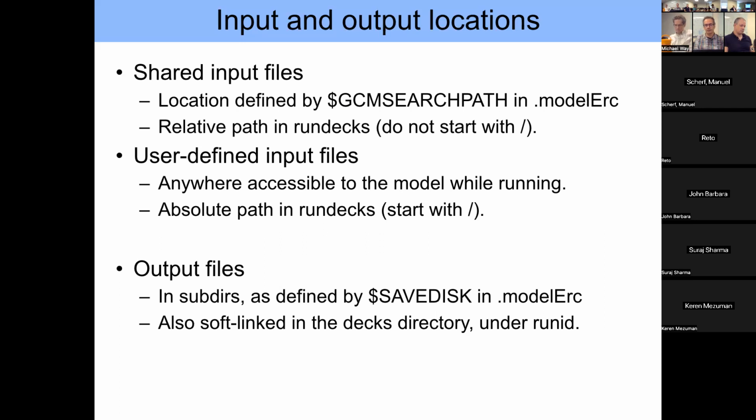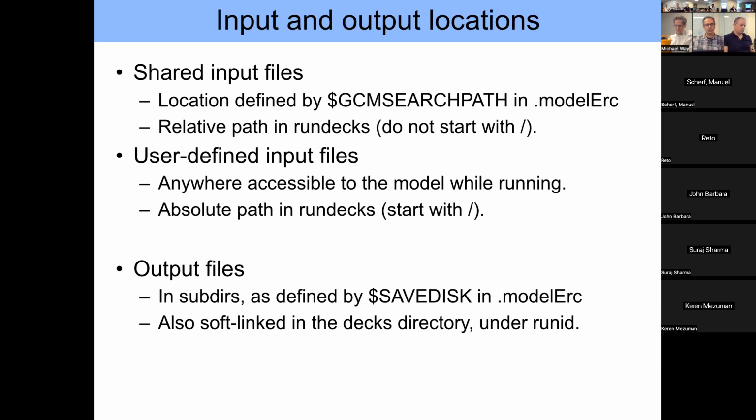If you want to override that, then you must define an absolute path in the Randex that starts with a slash. If you want a file in the GHG directory called ghg.txt, you will say in the Randex, ghg/ghg.txt. If you have a custom file, then you need to define the full path, like /home/your username, and so on, the whole thing. And obviously the files need to be accessible when you're running the model.